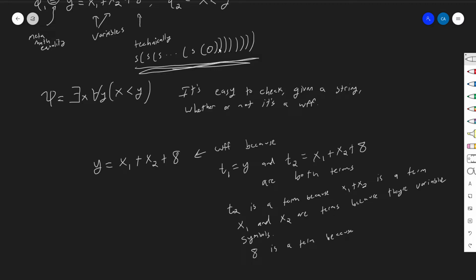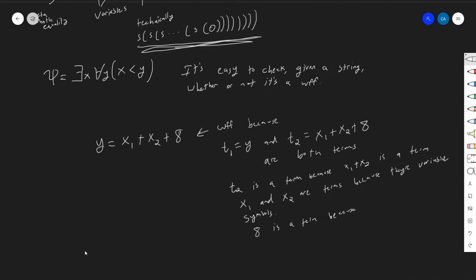And so s of 0 is a term. I said that I could always do that. And so s of 0 is a term, all the way up to 8. So I've confirmed that x1 plus x2 are terms. 8 is also a term. And so x1 plus x2, that term plus 8 itself is a term. And so this whole thing is a term. And so I have two terms put on either side of an equal sign, and so that's valid. So t1 equals t2 is kind of an atomic formula.